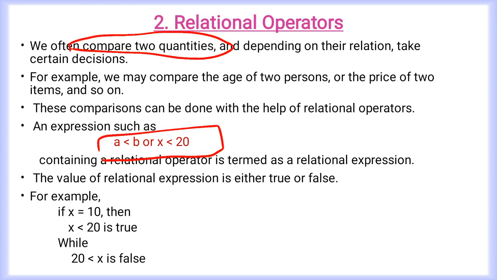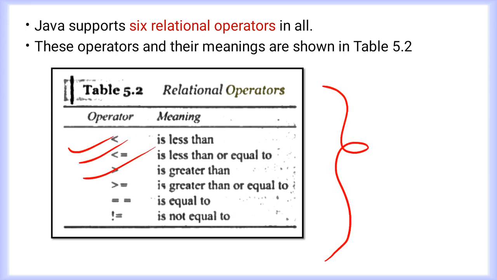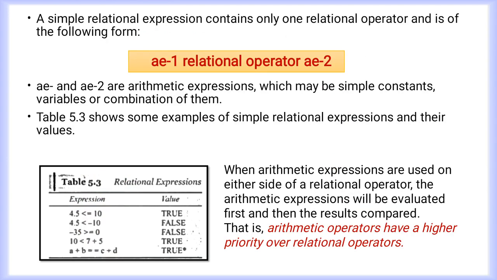An expression containing a relational operator is termed a relational expression. The value of a relational expression is either true or false. So if X is equal to 10, then X less than 20 is true, while 20 less than X is false. So the value of a relational operator will always be a Boolean value, either true or false. Java supports 6 types of relational operators. In the table, first is less than, less than or equal to, greater than, greater than or equal to, equal to, and not equal to. These are the 6 relational operators supported by Java.